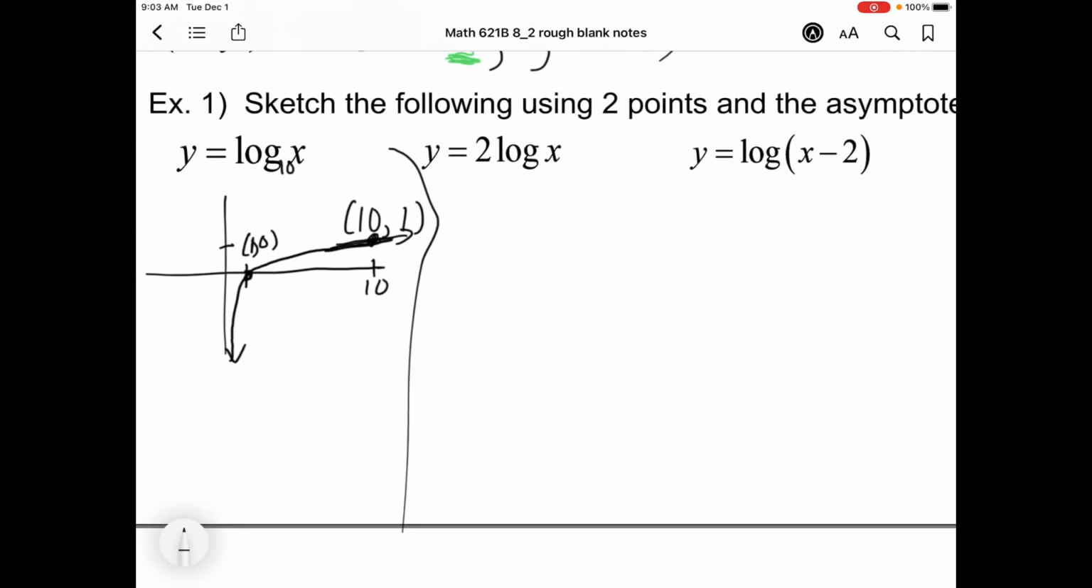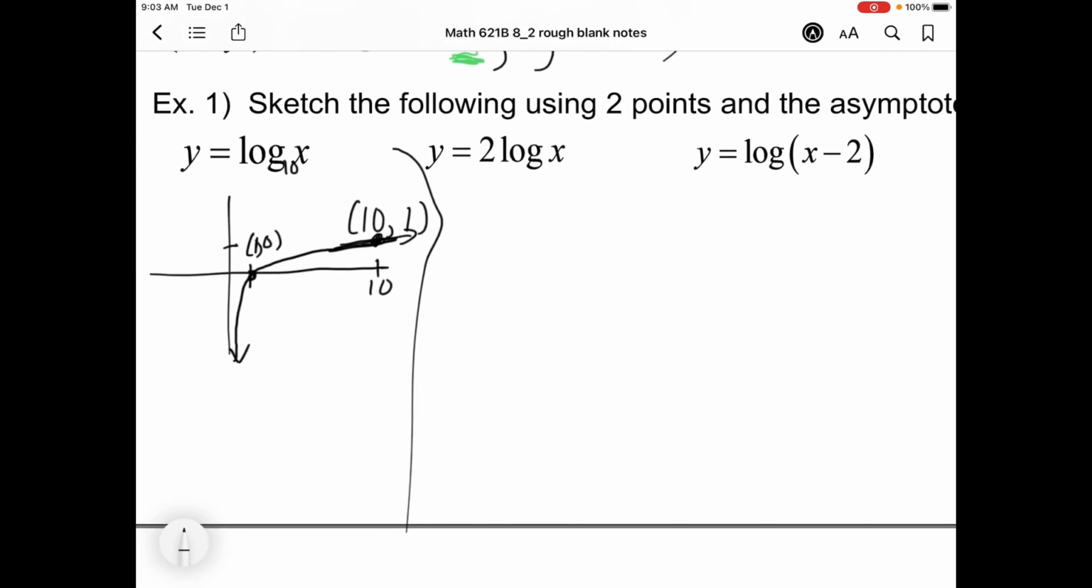Let's try the next one, y equals 2 log of x. So one way that we can think about this is through transformations. This has a vertical stretch, times 2, or by a factor of 2. As a map, that would mean that we would take our points and nothing would happen to the x, and the y would be multiplied by 2.